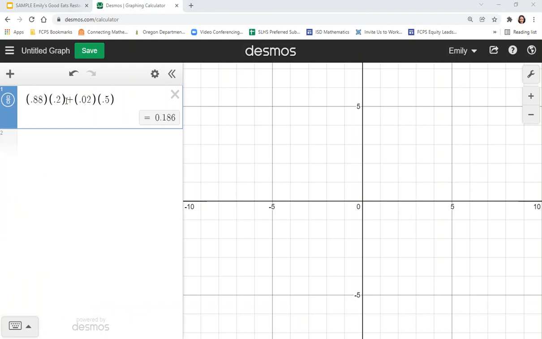All right, so here you can see I multiplied 88% of people with no restrictions times a 20% chance that they would get salmon. And I added to that a 2% chance that a person was gluten-free, and then a 50% chance that they would get salmon. And this gives me 0.186, which is an 18.6% chance the customer is going to get salmon. And since I have 100 customers, that would be 18.6 customers. However, I have to round it because I can't have 0.6 of a customer. So I rounded that to 19 customers getting salmon.